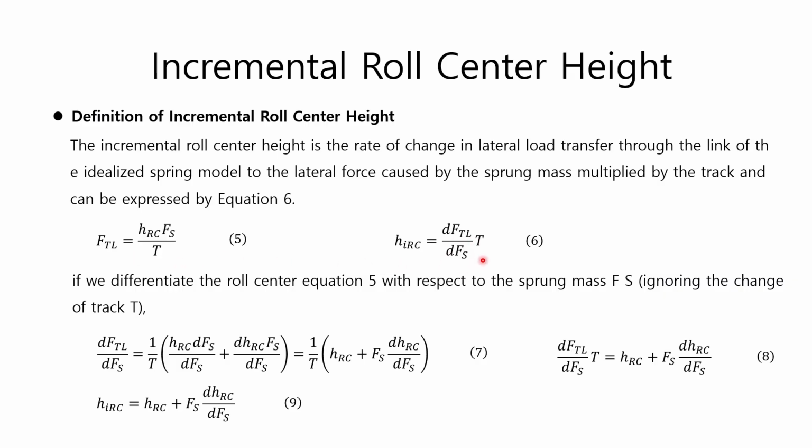The incremental roll center height can be obtained from equation 5, neglecting the change in the track T, by differentiating the load transfer FTL with respect to the lateral force Fs, as shown in equation 7. Therefore, multiplying both sides of equation 7 by the track T, we obtain equation 8. Substituting equation 6 into equation 8 yields equation 9.